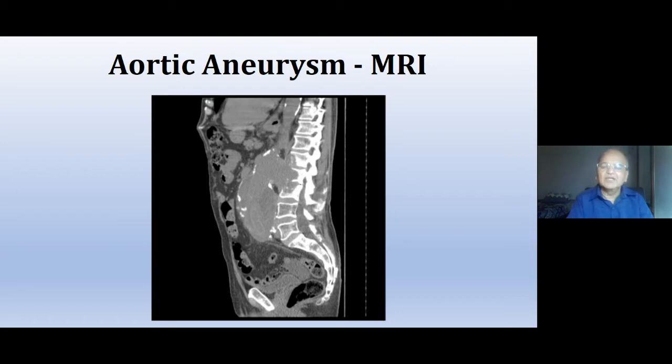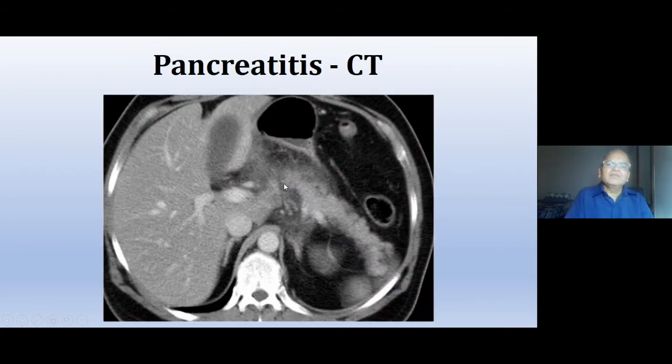If you see here, it is actually causing erosion of the vertebral body. It doesn't mean that everybody who has low back pain will have an aneurysm of the aorta causing erosion of the vertebral body. But these possibilities can also occur when you find all the investigations have not struck gold. And this is a CT of a person with pancreatitis who also presented with low back pain.